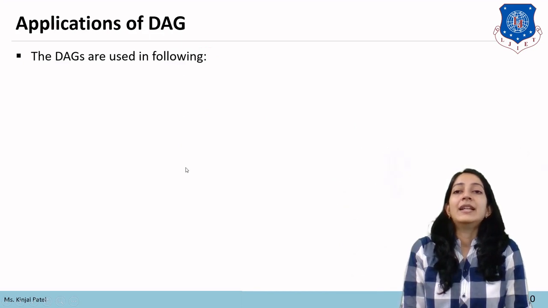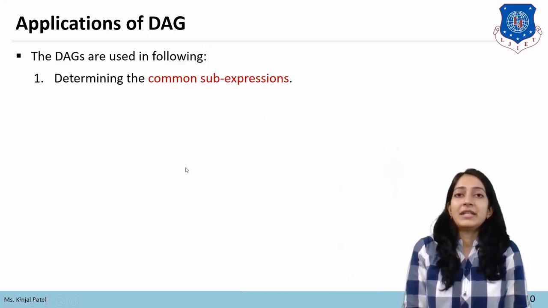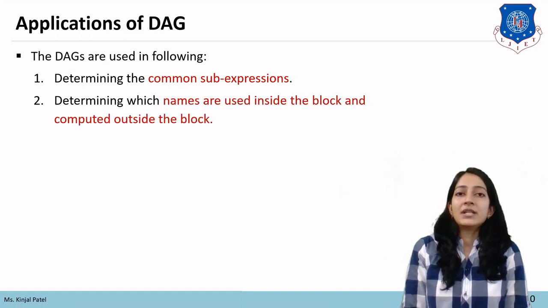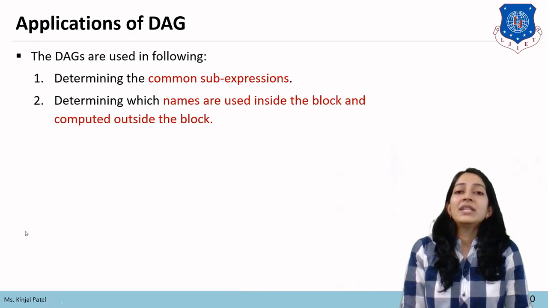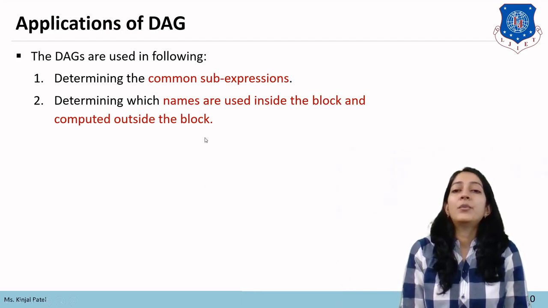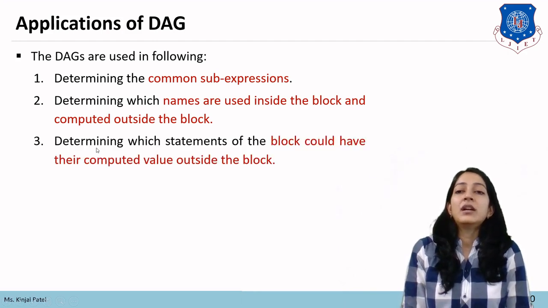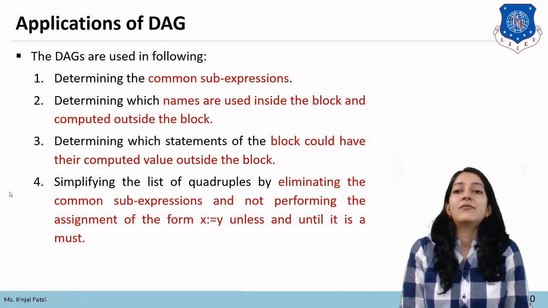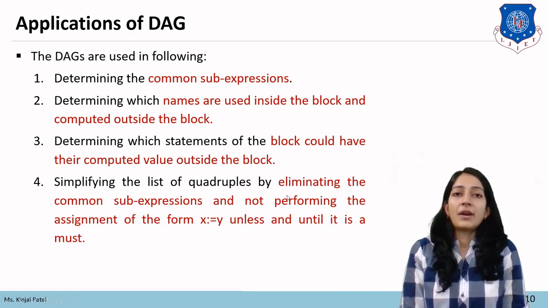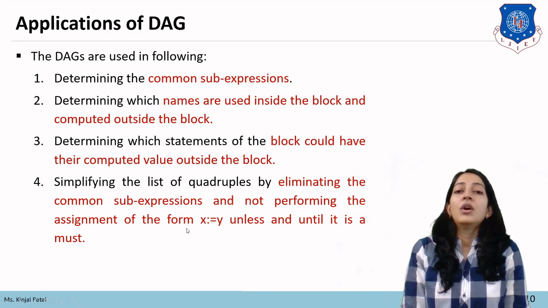Applications of DAG. The DAGs are used in the following ways. First, in determining common sub expressions: we can determine the common sub expressions in the block and delete them. Second, determining which names are used inside the block and computed outside the block. Third, determining which statements of the block could have their computed value used outside the block. And fourth, simplifying the list of quadruples by eliminating common sub expressions and not performing the assignment of the form x equals y unless it is a must.